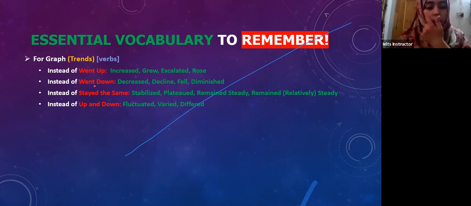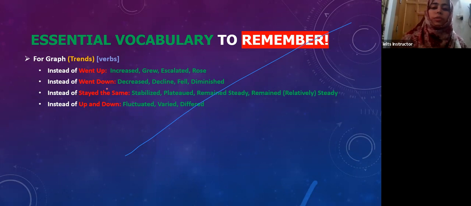For example, if something stayed the same in both the scenarios, for example, listening to music in that example was the same for both girls and boys. So instead of staying the same, you can use the word remain steady or remained relatively steady or plateaued or stabilized. Okay, instead of up and down, you can say fluctuated, varied, or differed. Okay, these are some verbs which you can use instead of the basic words we use in our daily life. That will really help you to leave a good impression on the examiner that you have a good command on vocabulary.